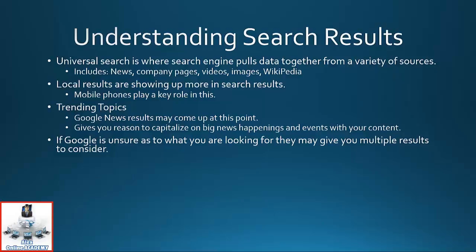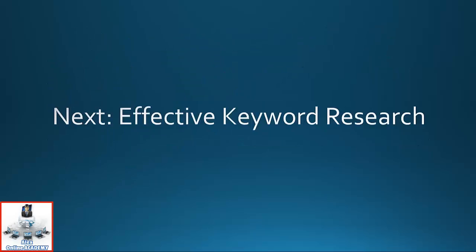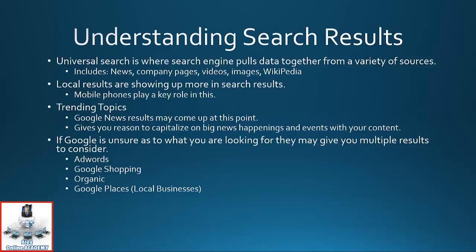Those are things just to understand though, but you could create content based on trending topics and news stories. If Google is unsure as to what you're looking for, they may give you multiple results to consider. So you may find obviously that you'll have the AdWords show up, Google Shopping ads might display, organic results, Google Places, like local businesses, will show up. And so you're going to find all kinds of different things may show up within your searches. You're also going to find maybe news topics will come up, and that's if Google's unsure.